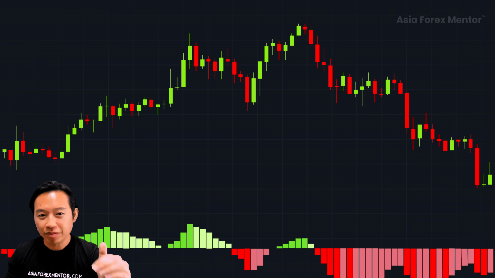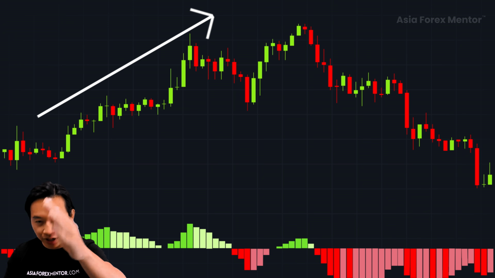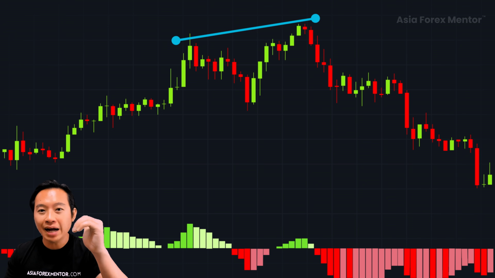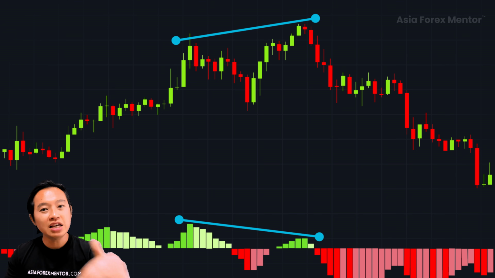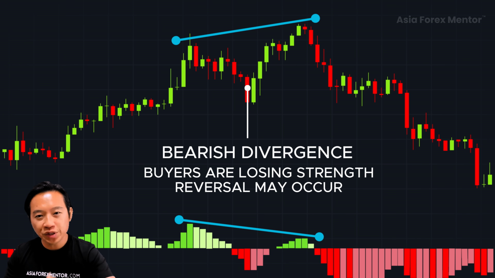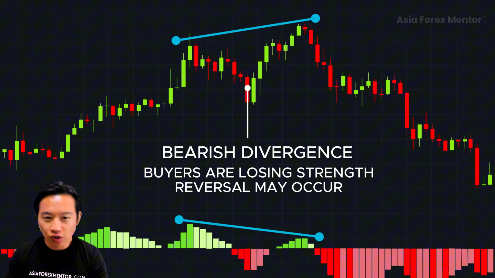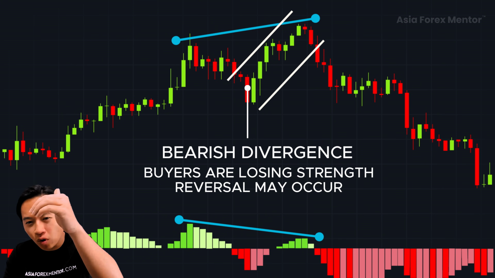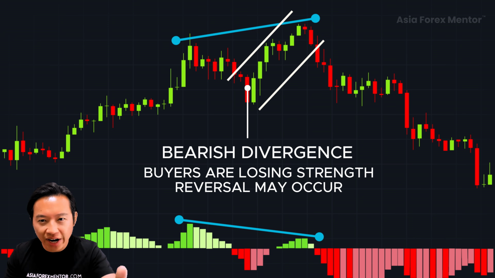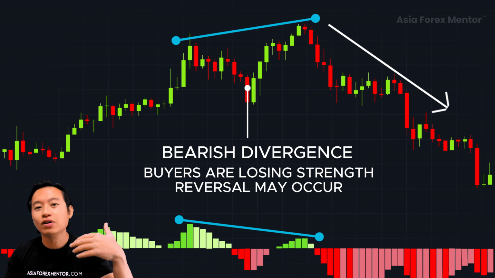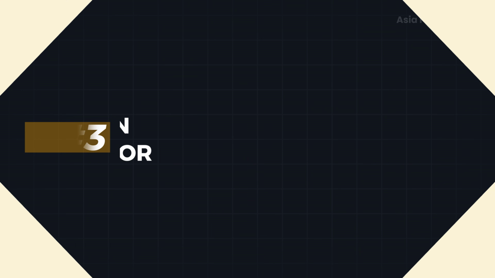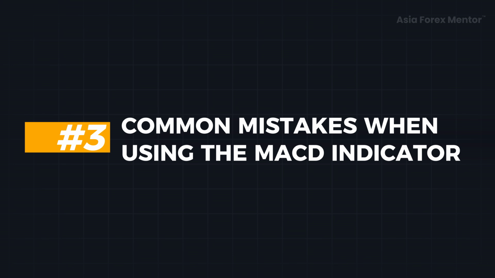In this example, the price is in an uptrend, right? It's in an uptrend initially. The market makes higher highs, but on the MACD, you see lower highs. This is what? A clear bearish divergence. So this is a sign that the buyers are losing momentum. They cannot push up anymore, right? They're losing the momentum, they're losing the strength, right? As a result, the sellers might jump in to lower the price.